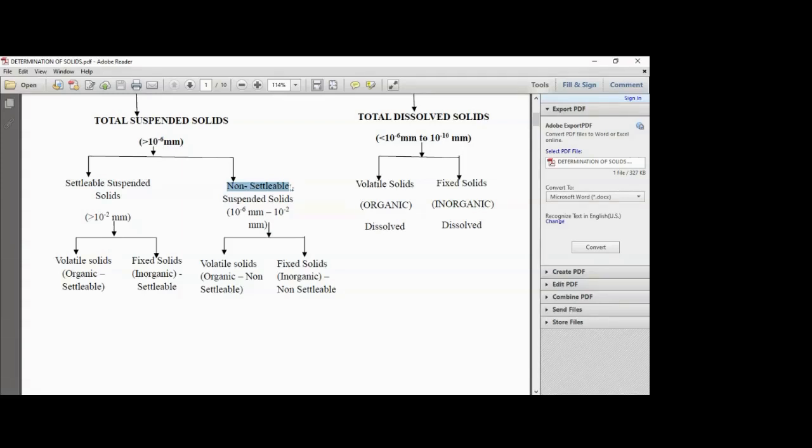Exactly opposite is the case with the non-settleable particles. Non-settleable particles have lesser particle size.